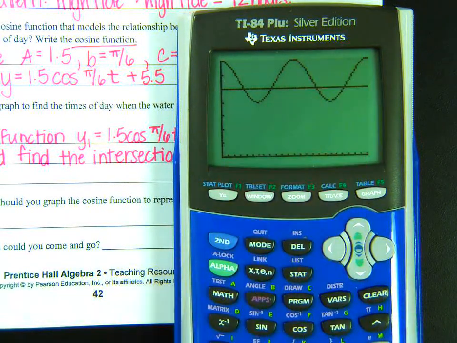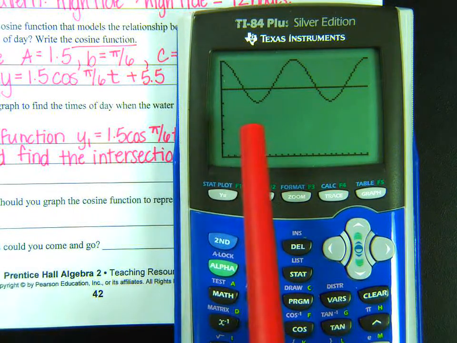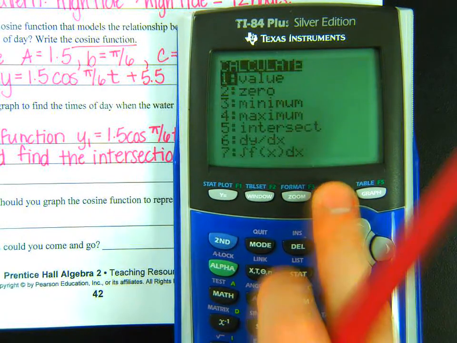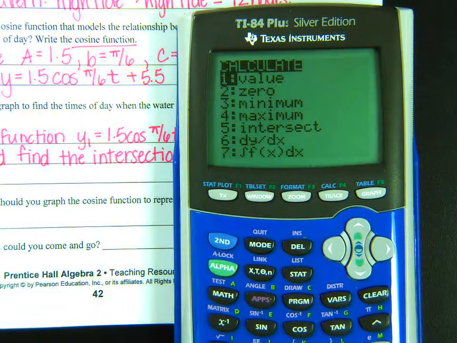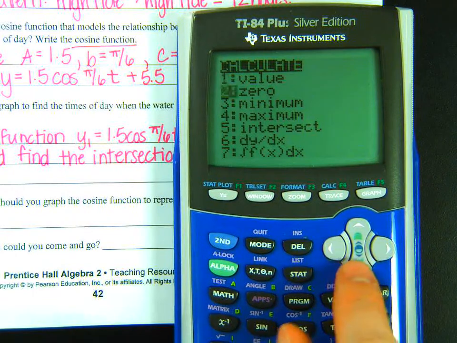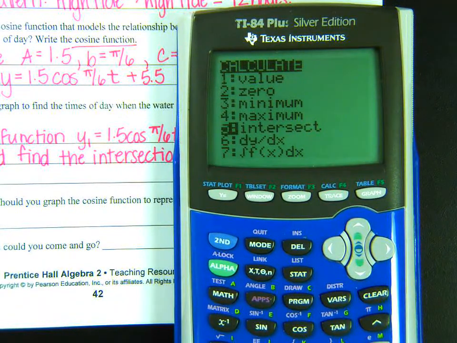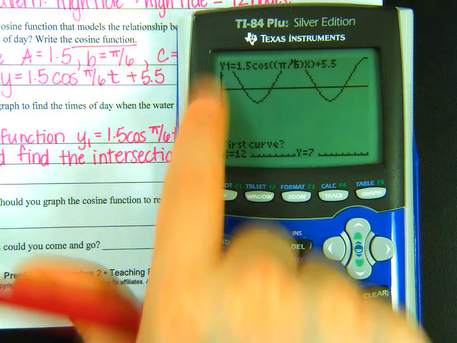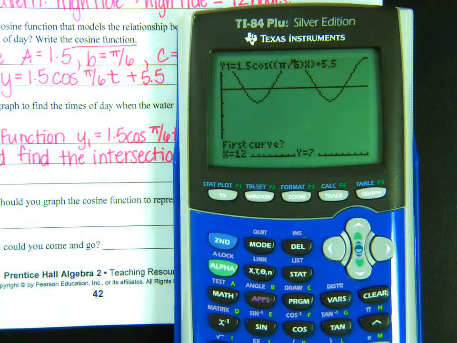So what you're going to do after you have your window appropriate, you're going to go through and find your intersections. So remember how we got to the intersections? Second calc, so second trace. And then we are looking for number 5, intersect. So I want you to go through. You're going to hit number 5, intersect, and you're going to find all the intersections. Now the first one over here is at 0. So I'm actually going to write that one down first.